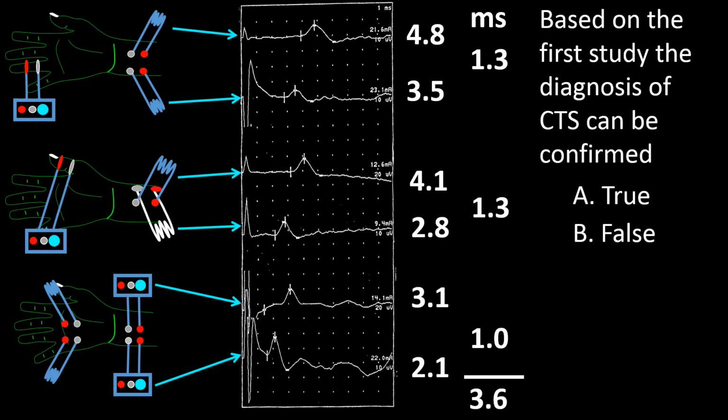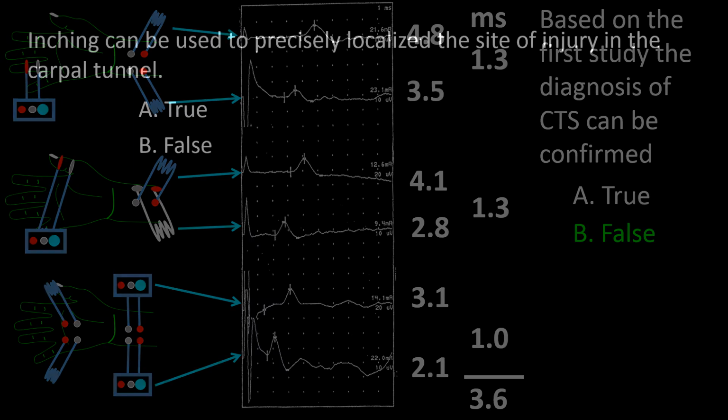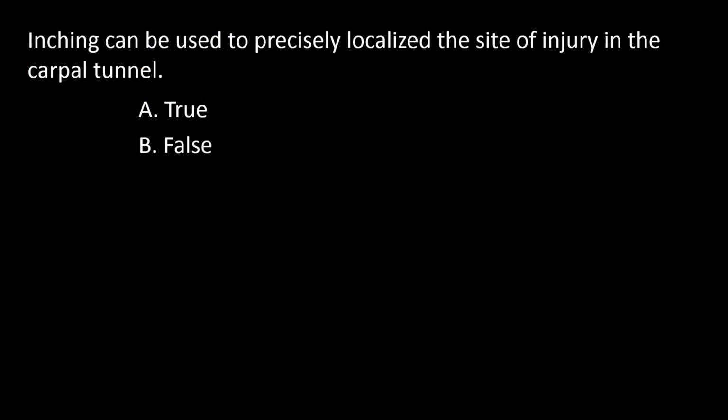So the answer to this question is false. Next question. Inching can be used to precisely localize the site of injury in the carpal tunnel. A. True. B. False.